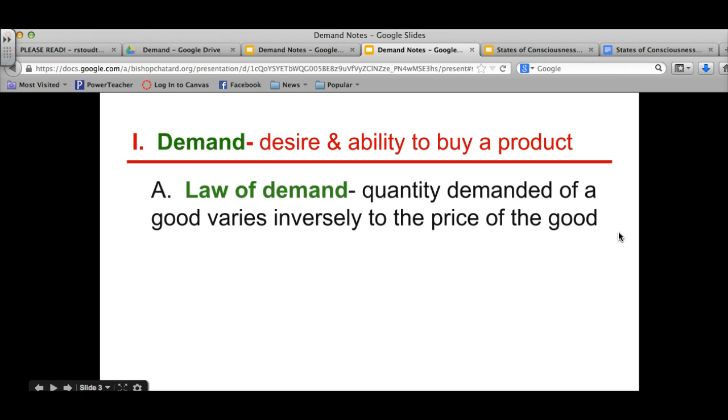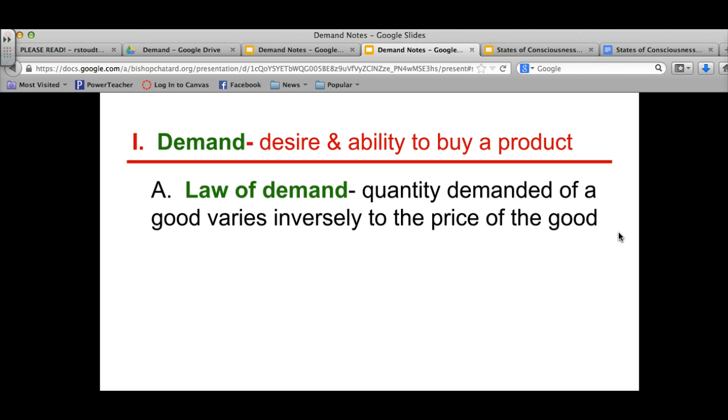Now, we can also talk about something called the law of demand. And believe it or not, this is something that you actually knew before you came in this class. You just didn't know the name for it. So the law of demand is basically saying that the quantity demanded of a product varies inversely to the price of that product. Okay, that sounds very technical. What does inverse mean? Opposite. So the price varies oppositely to the quantity.